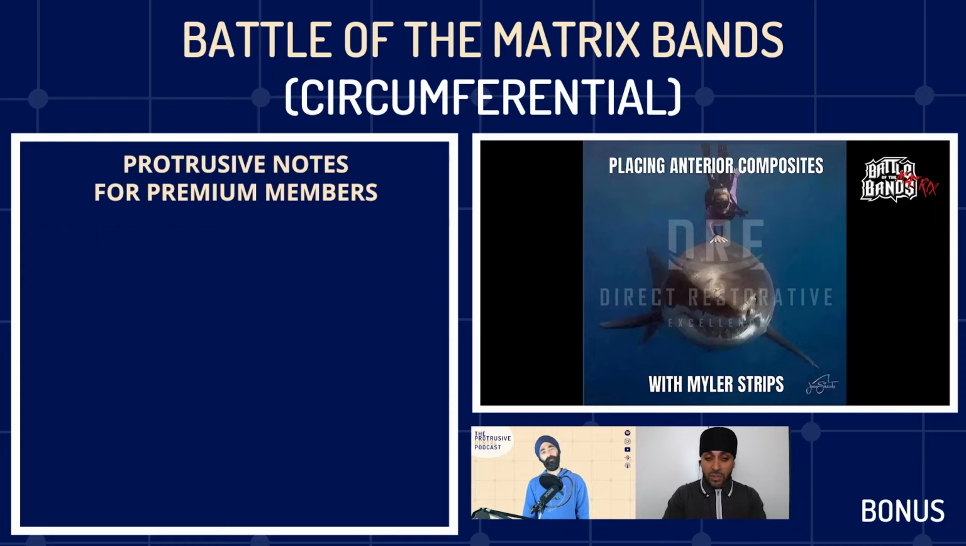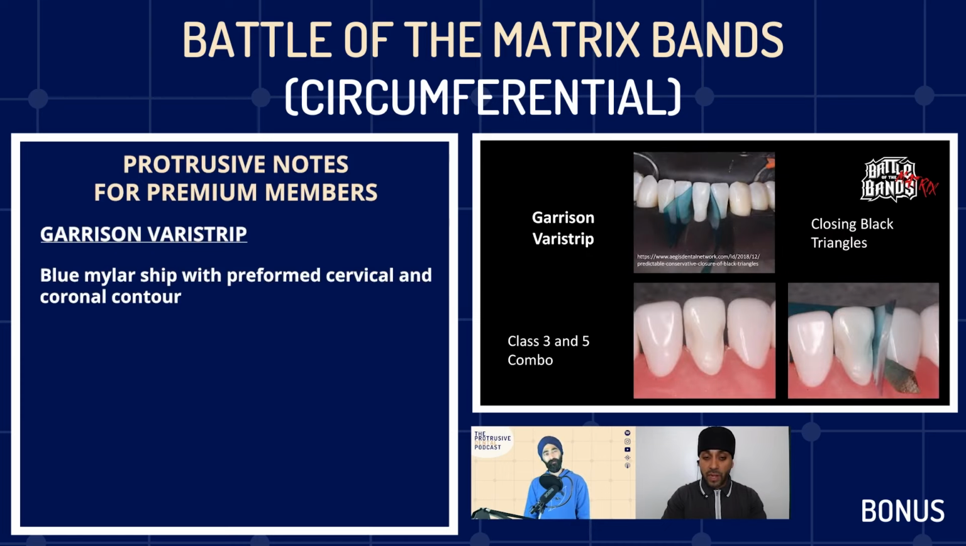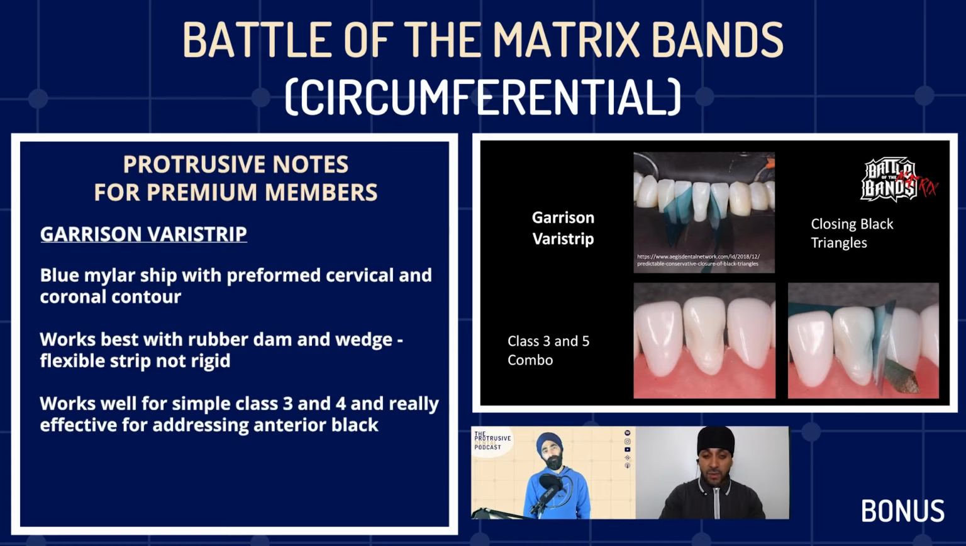So this leads on to our logical next contender, which is the Garrison VariStrip, which is a blue mylar strip with preformed cervical and coronal contour. It works best with rubber dam and wedge, as it's a flexible strip and it cannot really isolate a prep near the gingiva, right? And it's flexible, it's not very rigid. So what I found is that it works really well for simple class 3s, simple class 4s, and really quite effective for addressing anterior black triangles.